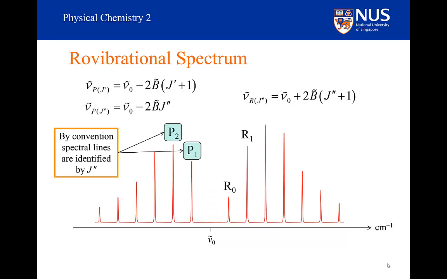Similarly, in the P branch, the line labelled P1 is for the transition from J equals 1 to J equals 0, and the line labelled P2 is for the transition from J equals 2 to J equals 1, etc. The number again identifies the initial rotational level. We can also see that in this analysis, where we have ignored centrifugal distortion, the spectral lines are evenly spaced. And you can see that the difference between any two adjacent spectral lines, ignoring the gap at the band origin, is just going to be 2b.